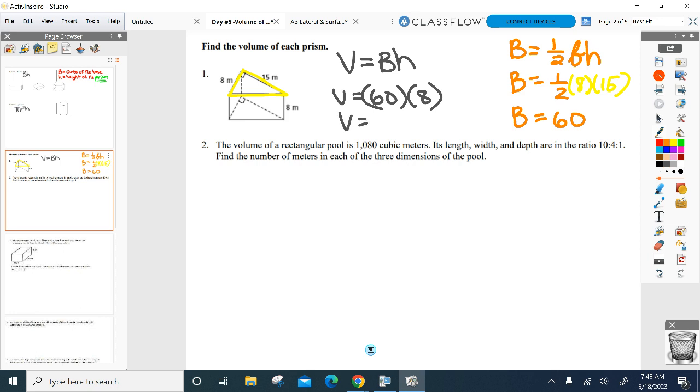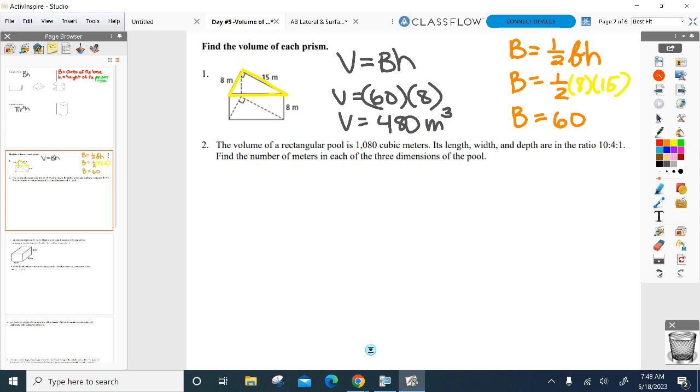So what are we looking at there? 480. Some of you guys I've seen on the quiz like to put units, which I'm fine with. Be careful that we're doing volume now. So now this is cubed. Units are cubed when you do volume. Any type of area, it's squared, but volume, it's cubed.